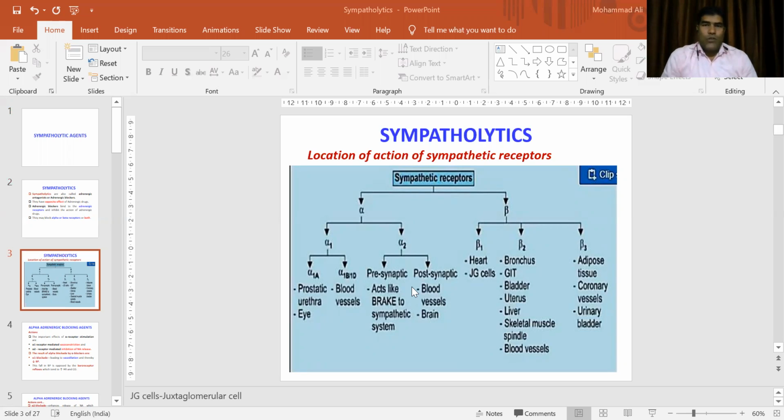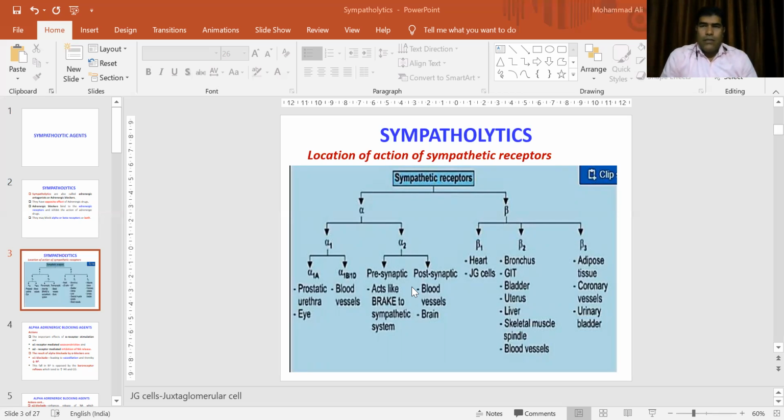Now coming to the alpha 2 receptor. Alpha 2 receptor is present in the presynaptic as well as in postsynaptic nerve ending. At the presynaptic nerve ending, they act like a brake to the sympathetic system, whereas at the postsynaptic nerve ending, alpha 2 receptor is present in the blood vessel and in the brain.